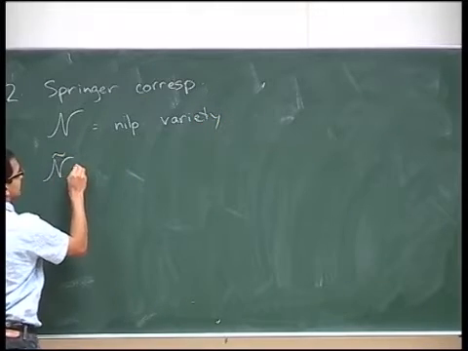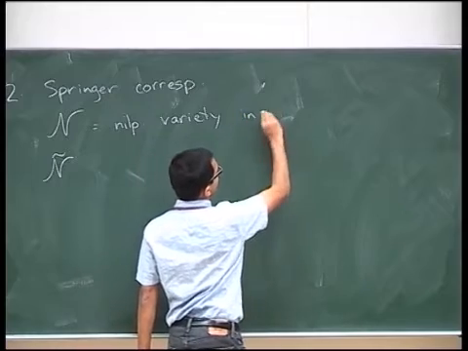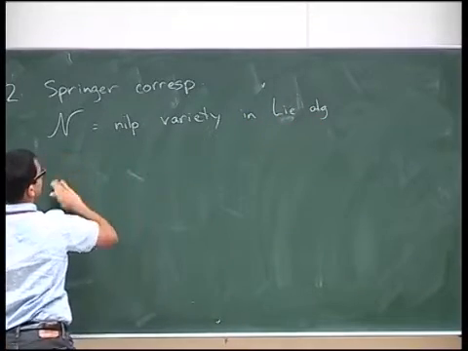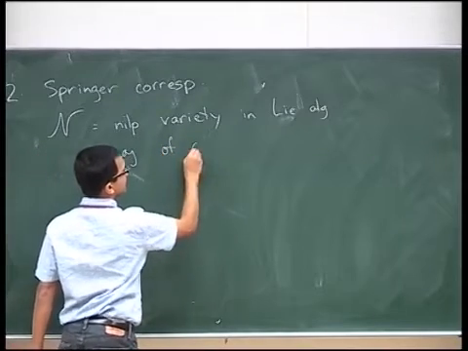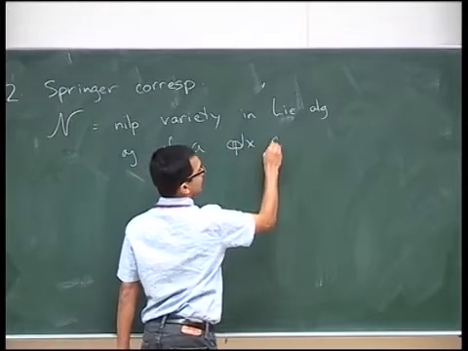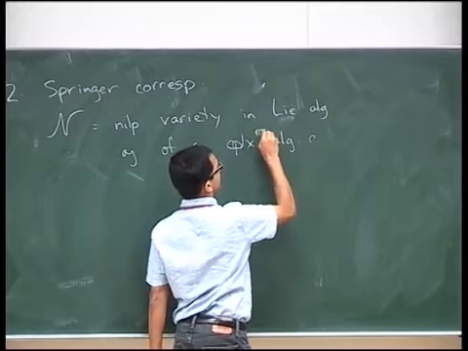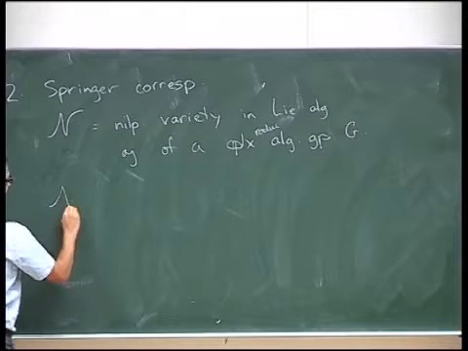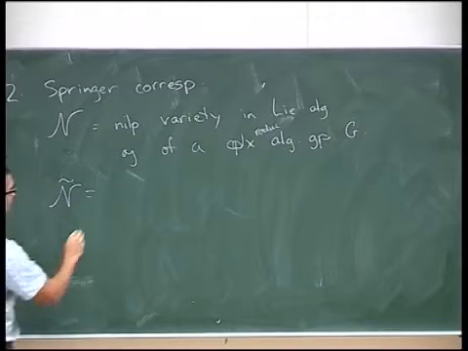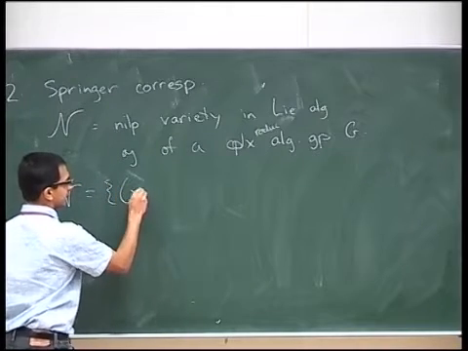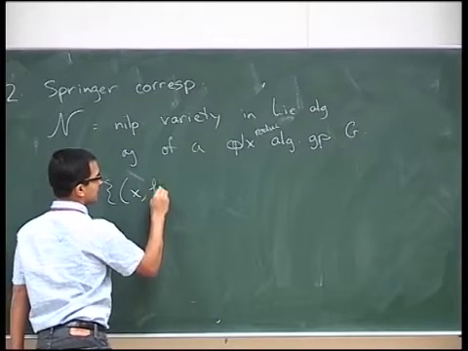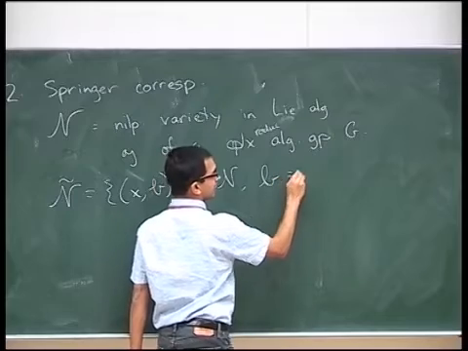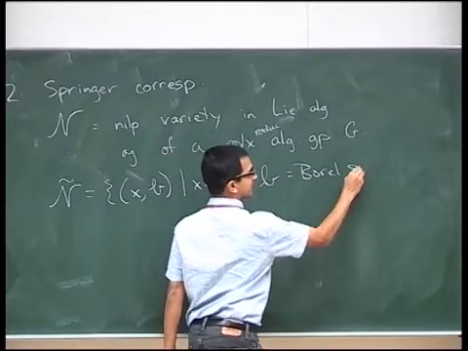And then Ñ, so this is going to be a nilpotent variety in the Lie algebra 𝔤 of, let's say, a complex reductive algebraic group G. And then Ñ is going to be the set of pairs (x, b), so x is a nilpotent element, and b is a Borel subalgebra containing x.